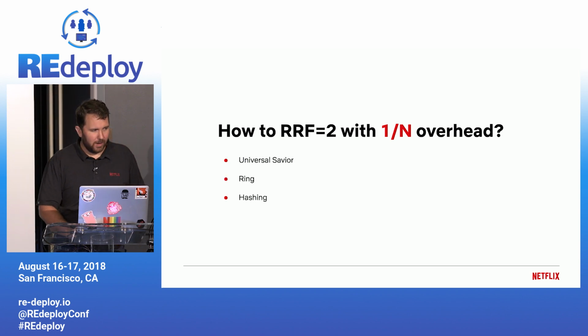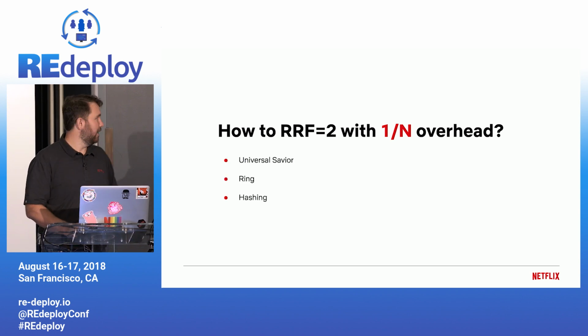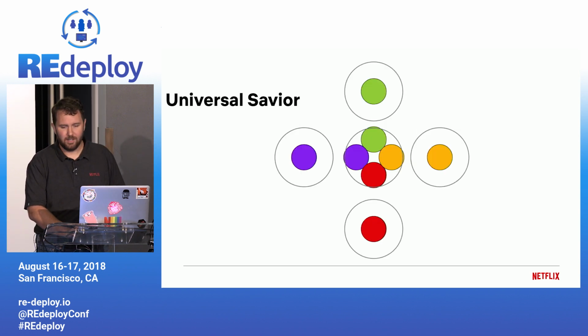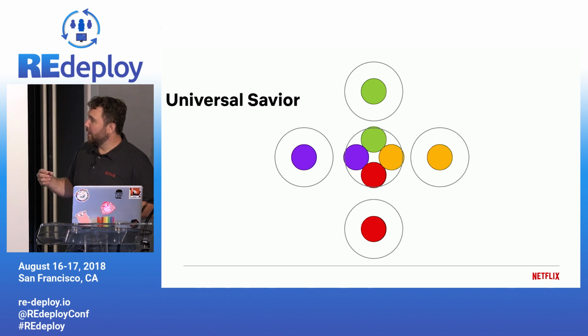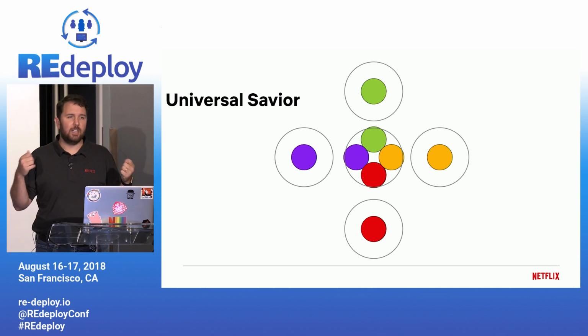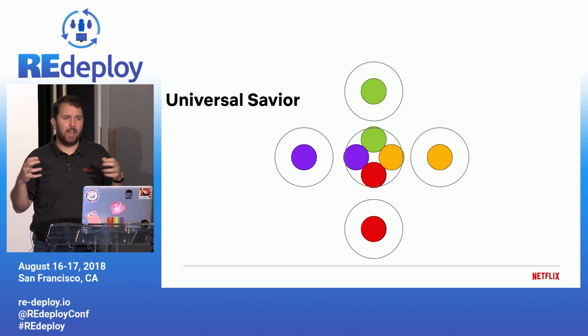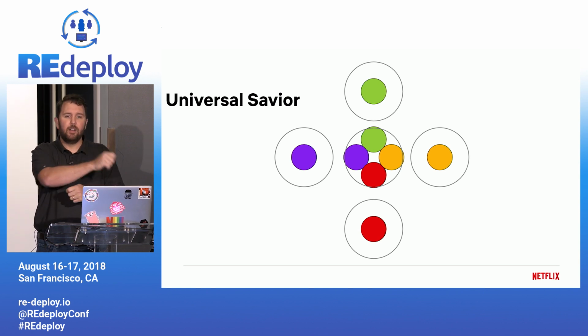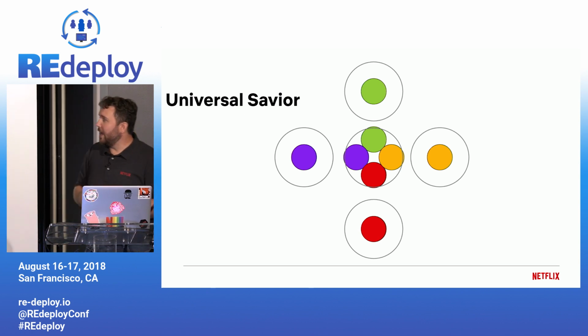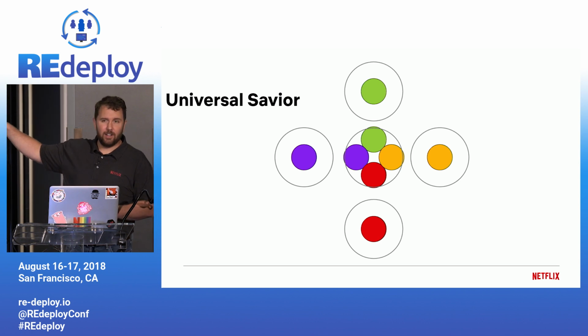So there are 3 ways, only talking about 2 of them. I think you should be able to infer how the third would work afterwards. So, universal savior. In this model, we have 4 regions that you could conceive of as owning that chunk of our data. And then a 5th region, which has a copy of each of the 4 other regions' data. So now any single region could fail, and there's another region which could take over.